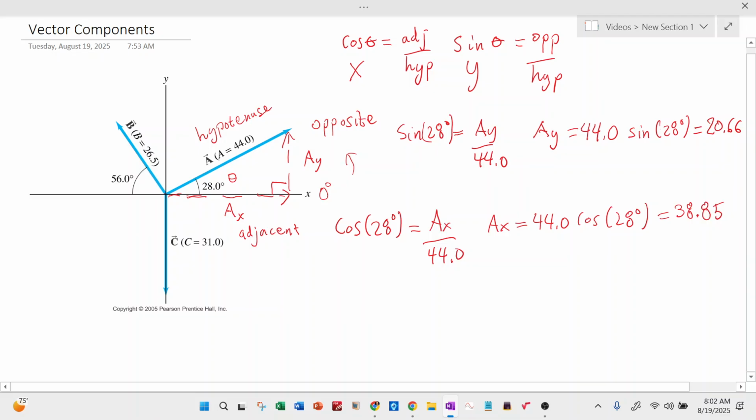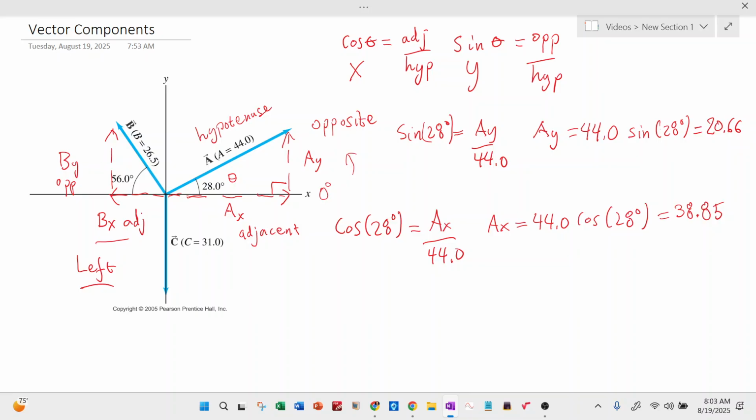Now, if I want to calculate the scalar components of B, I can do that using the same technique. This will be By, and it's opposite again, because this is our angle of interest, or theta. Bx is the adjacent side. The one tricky thing here is that since this angle is 56 degrees, I have to remember that this is left and make it negative in an ordinary coordinate system, because the cosine of 56 degrees is a positive number, so the output will be positive.